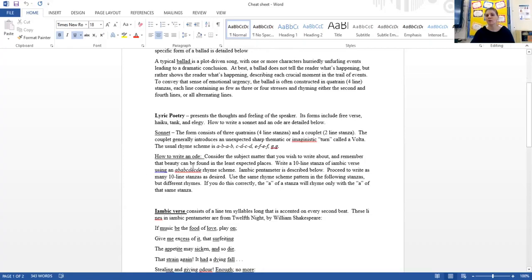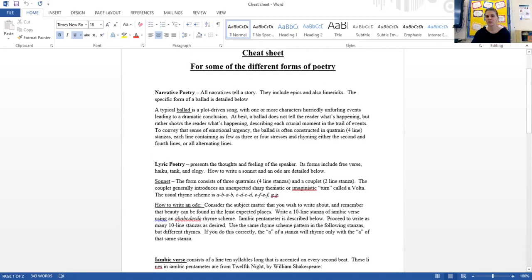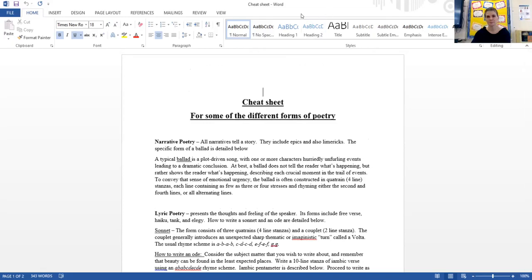Now, an ode also includes iambic pentameter, and that's detailed down here below. I'm not going to be super nitpicky about it. So if you are nervous about the idea of trying to figure out this rhythm that goes along with iambic pentameter that is included in an ode, don't let that deter you, because I'm not going to worry too much about the meter, but I'm going to encourage you to try it. So that's your cheat sheet to look over.